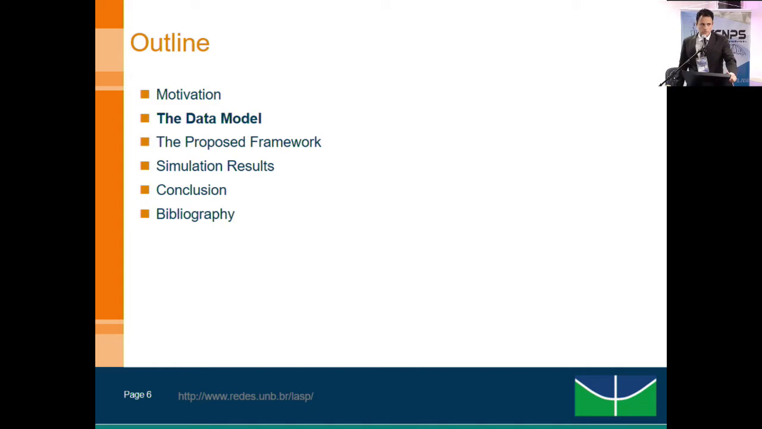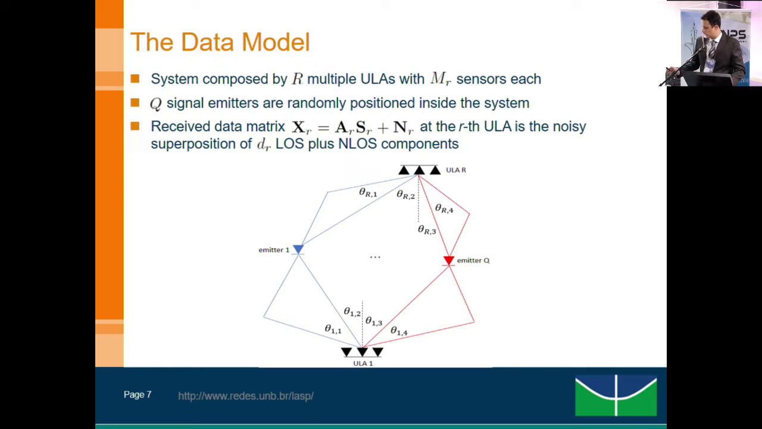Now I will introduce the data model. This is a simple data model. We consider a system composed of several sensor arrays, which are uniform linear arrays. So we have ULA 1, ULA 2, and so on until ULA R. Inside this system, we have several emitters. We have Q emitters, emitter 1, emitter 2, until emitter Q. And each sensor array receives several signal components, line of sight plus non-line of sight signals.